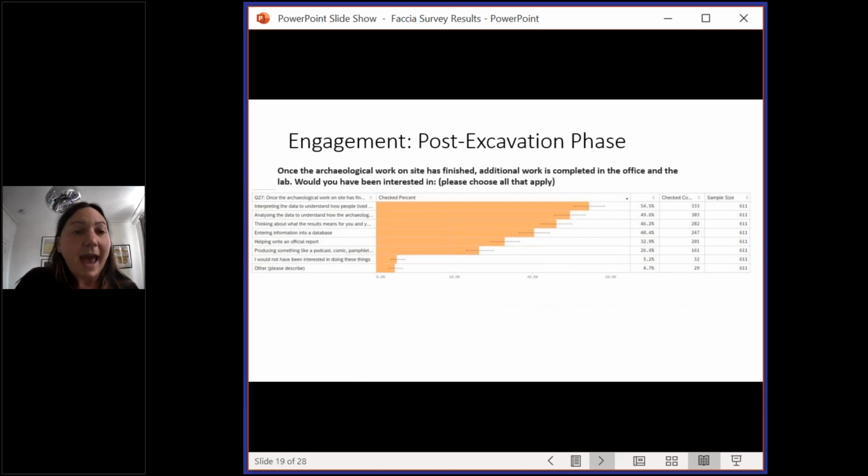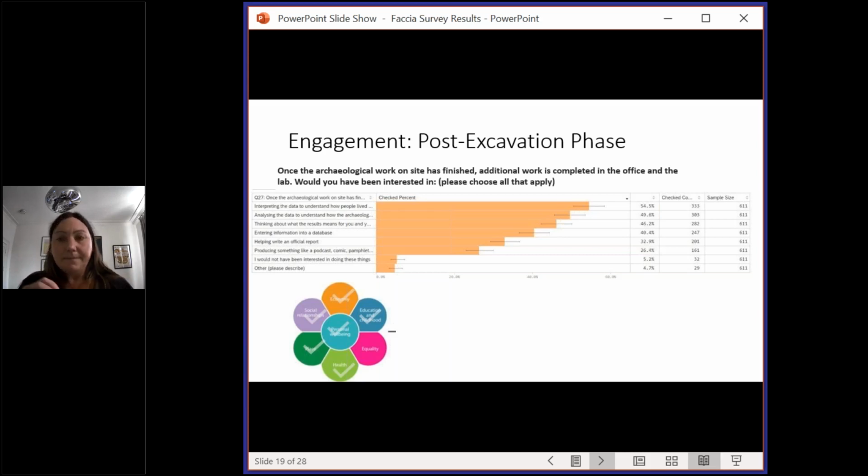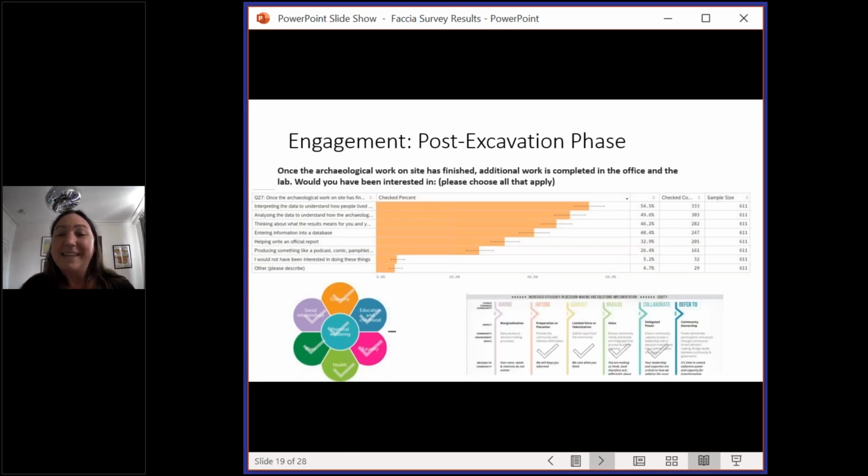In the post-excavation phase, we asked if they'd be interested in, this is more looking at the data and thinking about what it means. Some of it can be physically entering data into a database. Maybe that's what somebody wants to do or feels comfortable doing. But it seemed like people were most interested in thinking about what the data meant, to understand how people lived in the past and how the site formed over time. And again, we're hitting on these basic principles. We can attend to them in different ways as long as a project is well implemented and we're not just using people to get the data for ourselves.